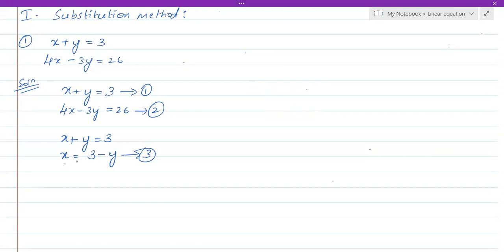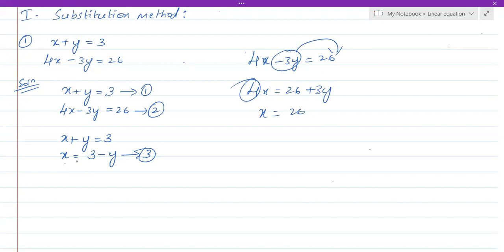Let me give another example. Instead of this, where I took the first equation and solved for x, suppose you have selected the second equation and have to solve for x. You don't need this minus 3y first, so send it to the other side. It will become 4x equals 26 plus 3y. Again, you don't need this 4, as it is in multiplication with x, so transpose it. So x is equal to (26 plus 3y) divided by 4.